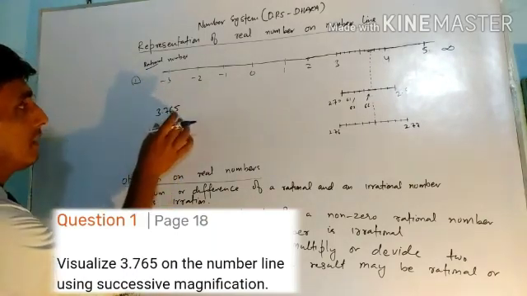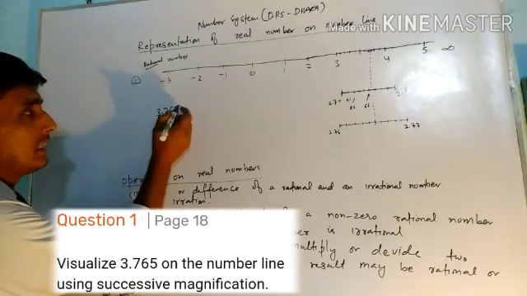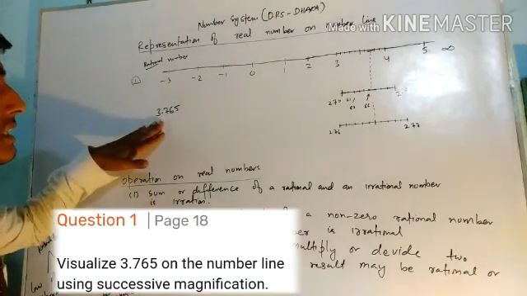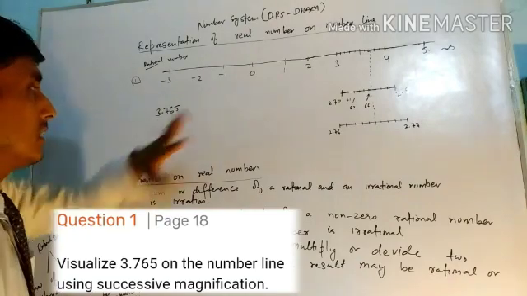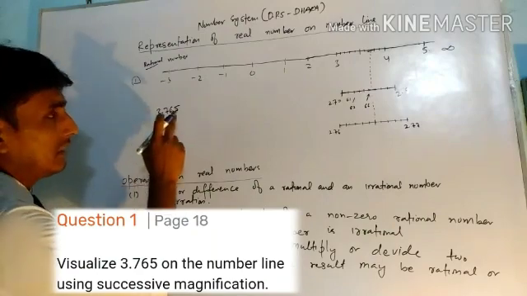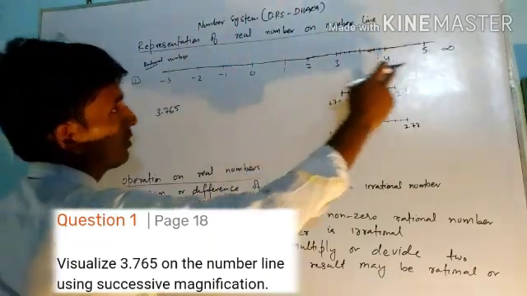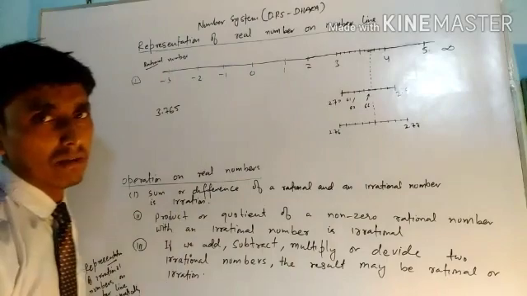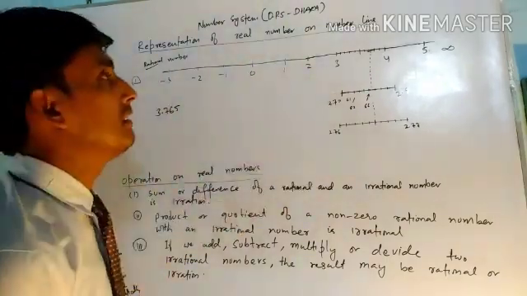This number has a terminating decimal expansion, so it is a rational number and it terminates at the digit 5. We have to represent 3.675 on the number line. This 3.7 is more than 3 and less than 4. So this is the number line. You can see here, this is 0, 1, 2, 3 up to infinity, and similarly in the backward direction -1, -2, -3 up to infinity. We have to represent this number on the number line.